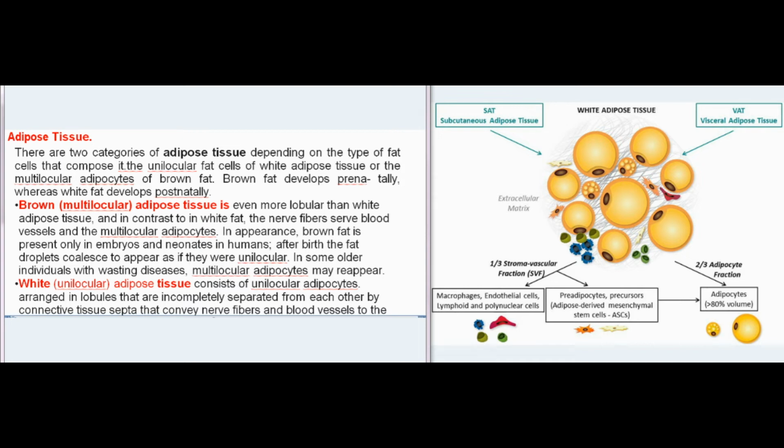In humans, brown fat is present only in embryos and neonates. After birth the fat droplets coalesce to appear as if they were unilocular. In some older individuals with wasting diseases, multilocular adipocytes may reappear. White, unilocular, adipose tissue consists of unilocular adipocytes, arranged in lobules that are incompletely separated from each other by connective tissue septa that convey nerve fibers and blood vessels to the tissue.